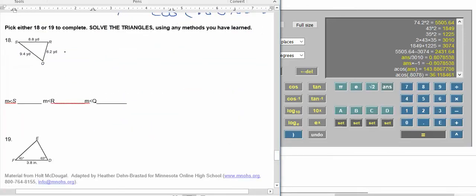And then on 18 and 19, you only have to pick one or the other to do, and you'll find more than one missing side.